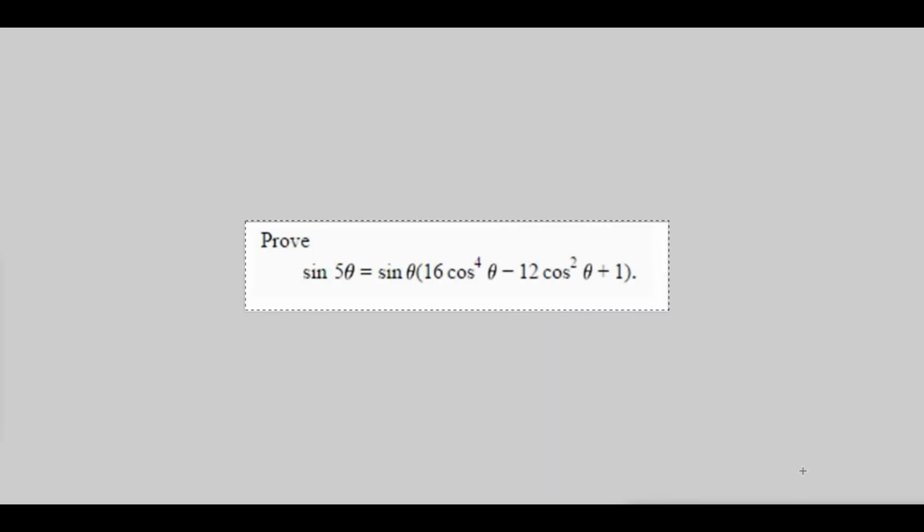Okay, today we're going to look at complex numbers and de Moivre's theorem, and we're going to apply that to the following problem. Prove that sine 5θ equals sine θ (16 cos⁴θ − 12 cos²θ + 1). So how do we wish to do that?